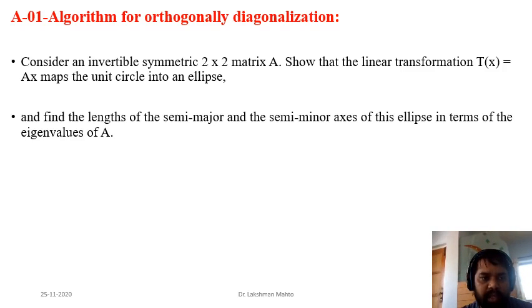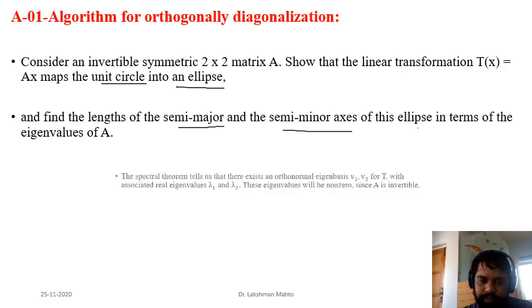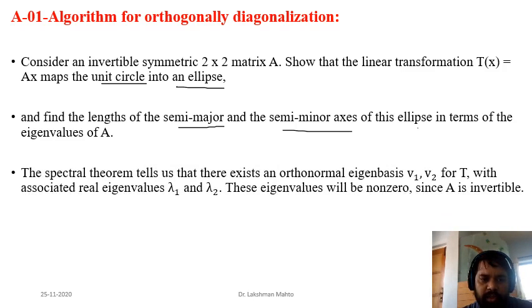So one last example I would like to take from a geometrical perspective. It is already around 45 minutes, so I won't take much time. Within a few minutes I will finish this. So consider an invertible 2 by 2 matrix A, and the question is that we have to prove that the linear transformation T of x equals Ax maps the unit circle into an ellipse. And we also have to find the length of the semi-major axis and semi-minor axis. This would come in terms of the eigenvalues of this ellipse.